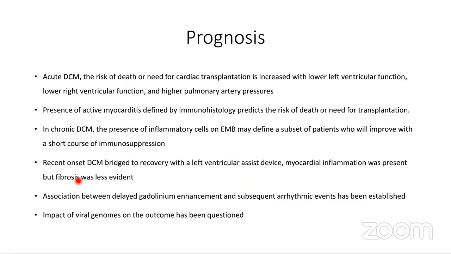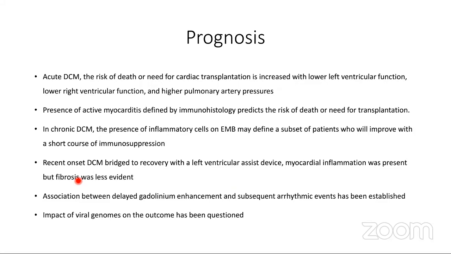What about the prognosis? We will divide the prognosis into the acute setting and the chronic setting. In the acute setting, the risk of death and need for cardiac transplantation is higher if the damage is high. High damage is known by the echo: a patient with lower ejection fraction, impaired right ventricular function, or high pulmonary artery pressure. The presence of active myocarditis with numerous inflammatory cells infiltrating the myocardium predicts the risk of death or need for transplantation.